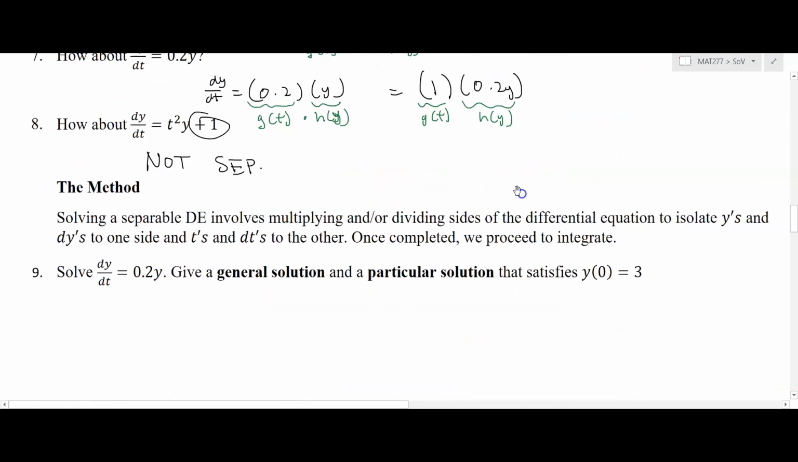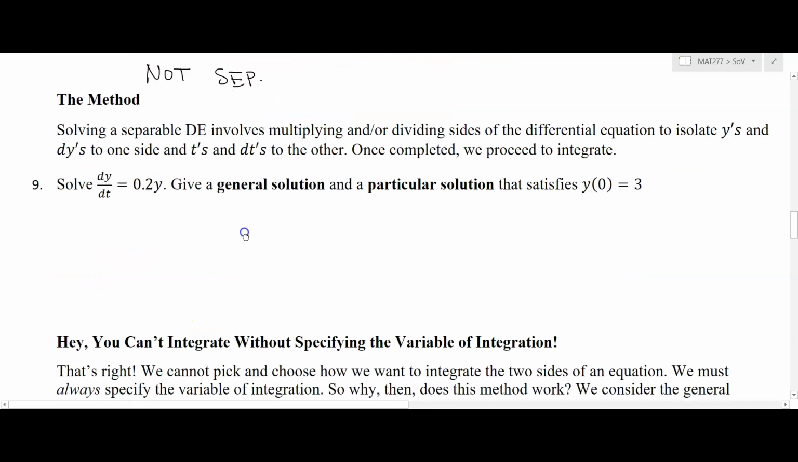Okay, so I think that now that we're familiar with the form, let's see how to go about solving with this method. The reason we need to be able to write it in a factored form is we need to be able to divide and multiply things over. So the trick really lies in getting the y variable on the same side as the dy dt. So this is how this works.